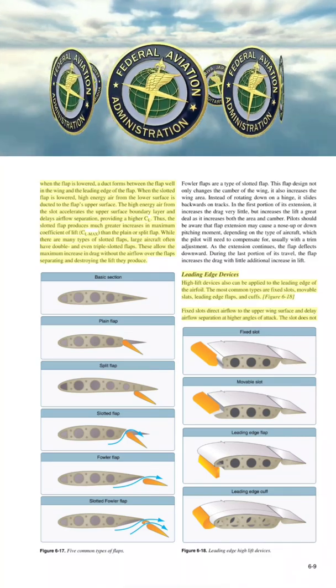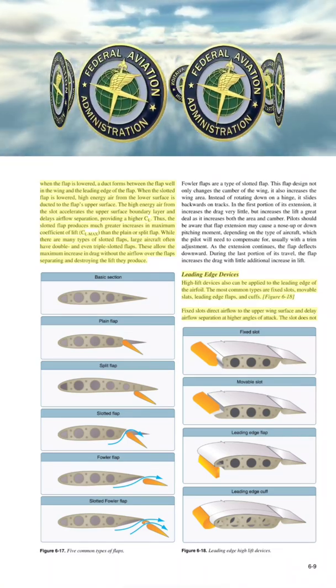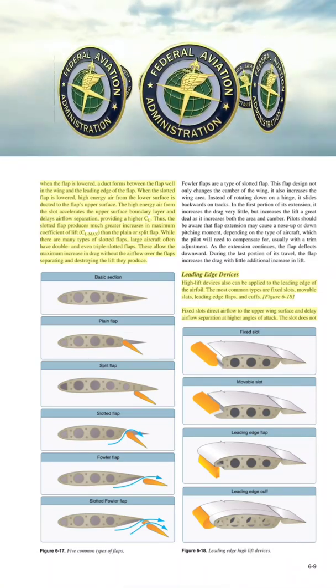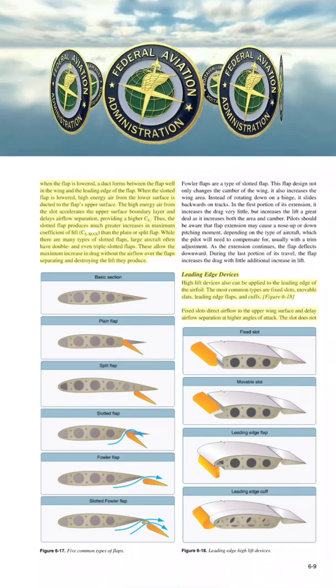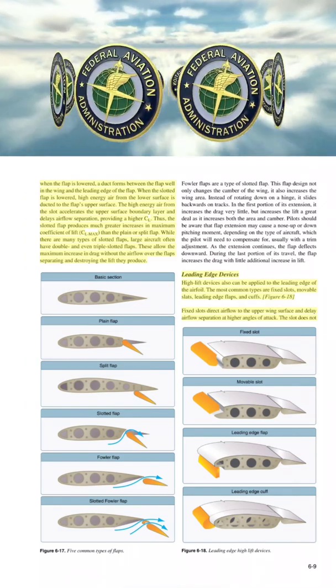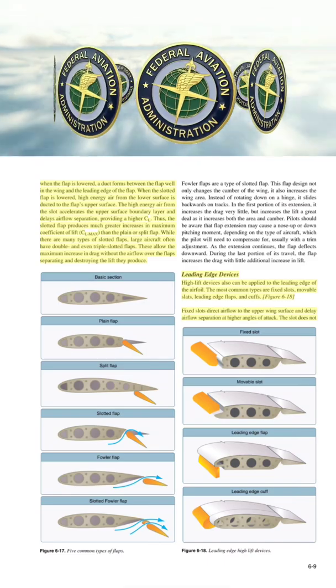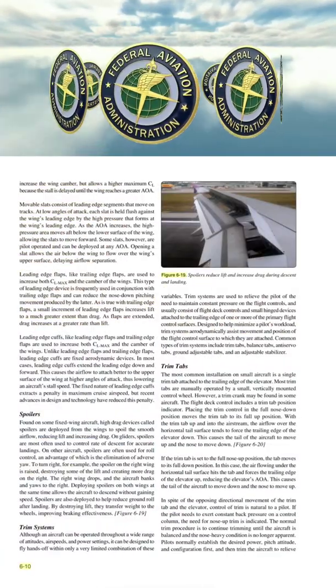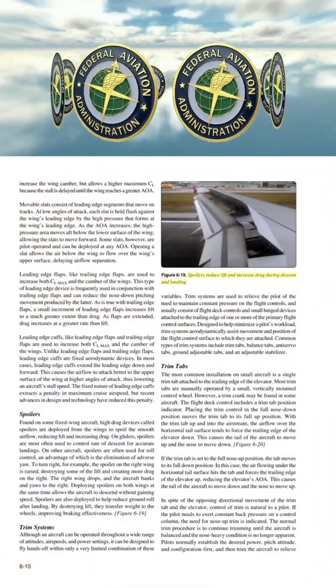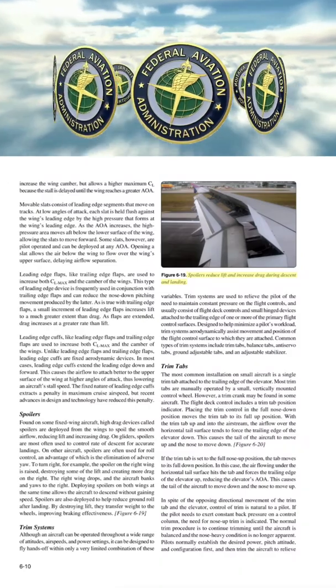flap. While there are many types of slotted flaps, large aircraft often have double and even triple slotted flaps. These allow the maximum increase in drag without the airflow over the flaps separating and destroying the lift they produce. Figure 6-19. Spoilers reduce lift and increase drag during descent and landing.